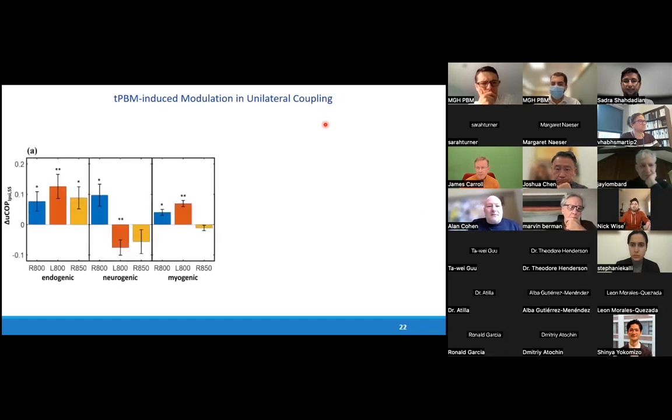So the last slide of this section is the unilateral coupling ipsilateral to the stimulation side. The unilateral coupling shows the interaction between supply and demand of oxygen here, because it's metabolism and oxygenated hemoglobin. So in the endogenic band, as I mentioned, which corresponds mainly to the blood-brain barrier or endothelial layer, we see an increase in the coupling between metabolism and hemodynamics on the ipsilateral side to the stimulation. But we get different results from different stimulations in the other frequency bands.